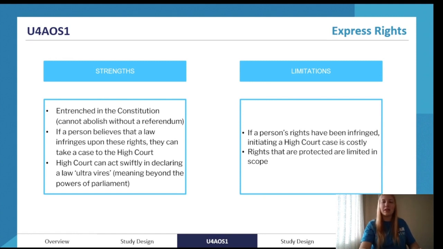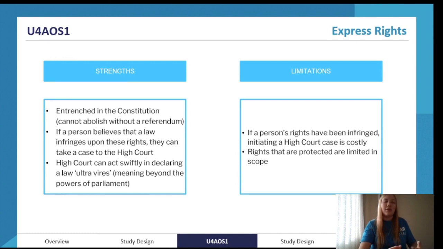Similarly, if a person's rights have been infringed, they have to have lots of money and funds to initiate a High Court case. So it's going to be very expensive to take a claim to the High Court and potentially also time consuming. Much more so than if you're thinking like, is it like the Supreme Court? It's much more.